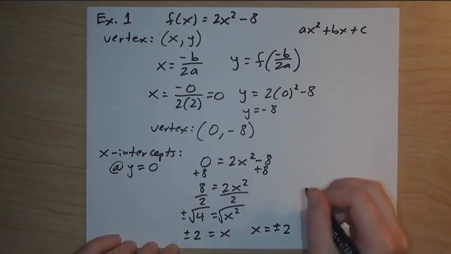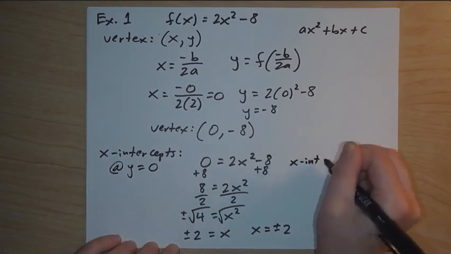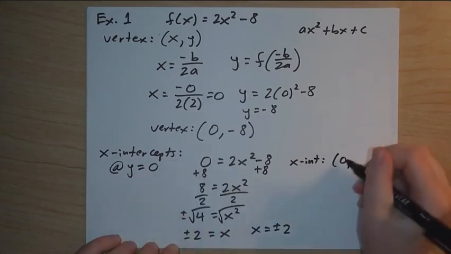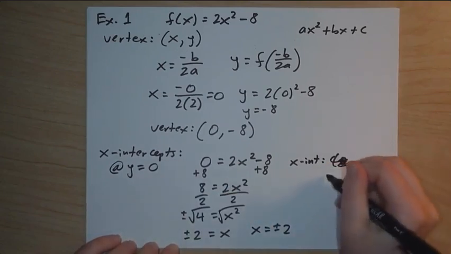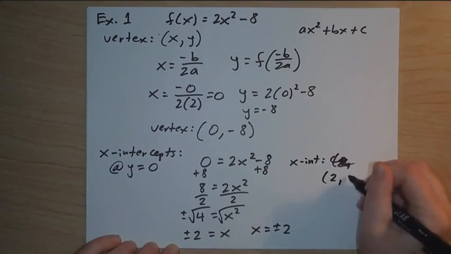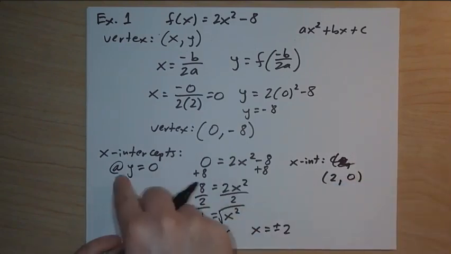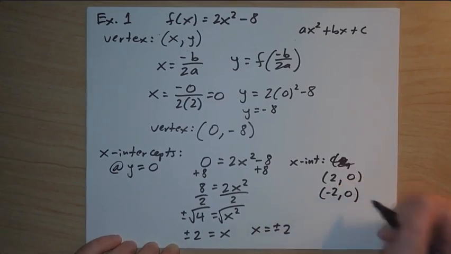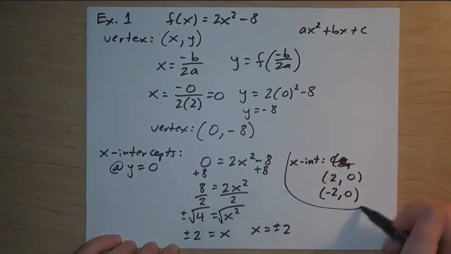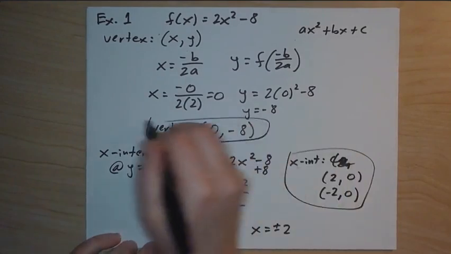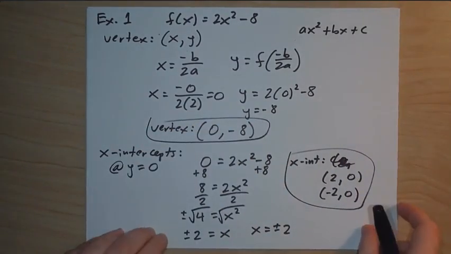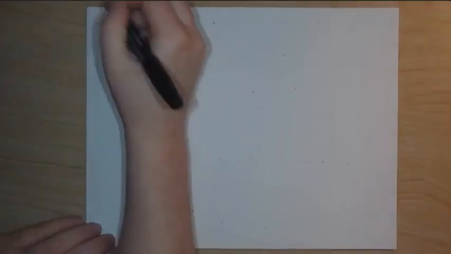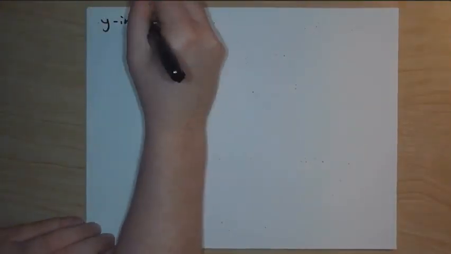So our x-intercepts are the points positive 2 and then 0, because our y value is 0, and the point negative 2, 0, like that. So here are our x-intercepts, and here's our vertex. We now need to find our y-intercept and the range. So moving on to our y-intercept.